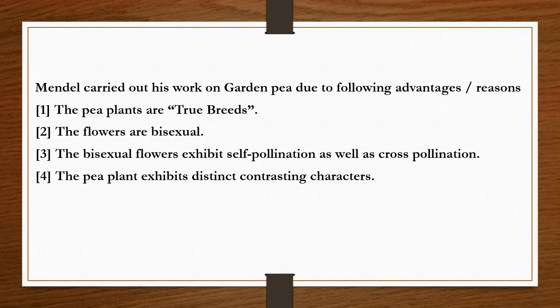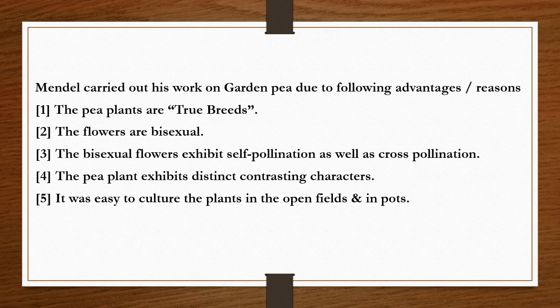The pea plant exhibits distinct contrasting characters. Already we discussed in the definition, contrasting characters are opposite. For example, tall, its contrasting character is dwarf. Round, its contrasting character is wrinkled, the opposite character. It was easy to culture the plants in the open field and in pots. The pea plants show a short lifespan. Garden pea plants are annuals. Lifespan is very short, that's why he can get more individuals year by year. So it is possible to study more generations. So these are the reasons why he chose the garden pea plant.